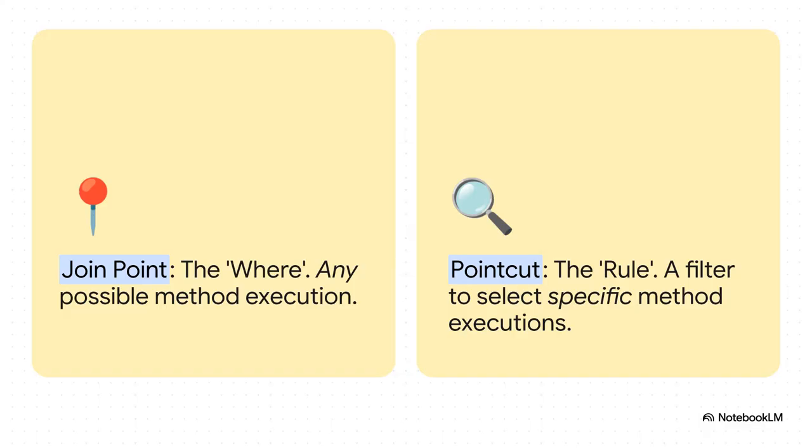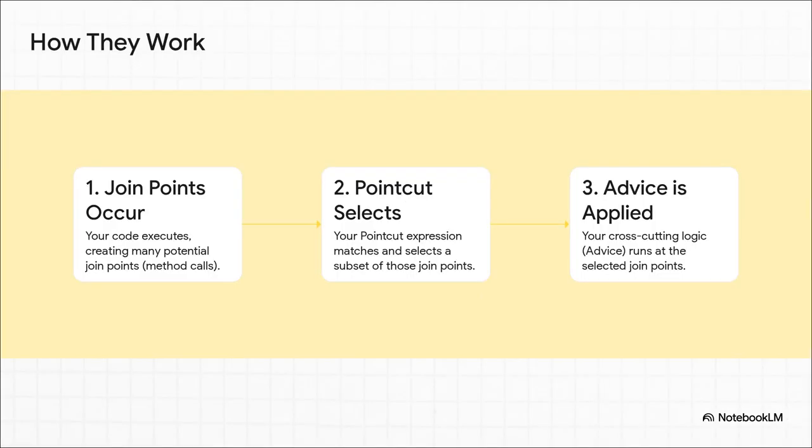So let's lock this in. A join point is the where. It's the massive pool of any and all possible method executions. The pointcut is the rule. It's the specific expression that filters that pool. It says, I only care about public methods in the service package, or I only care about methods that have the @Transactional annotation. The pointcut is how you pluck the exact moments you need from that huge sea of join points.